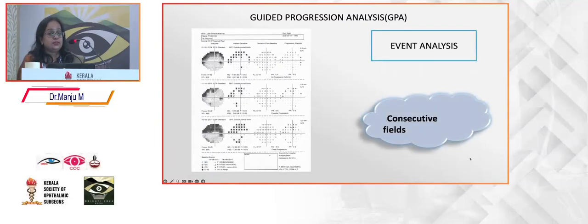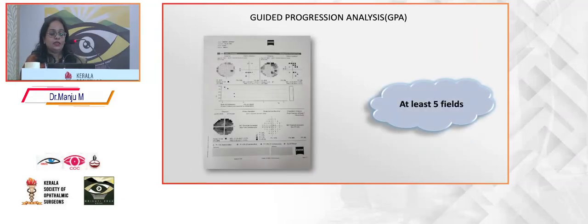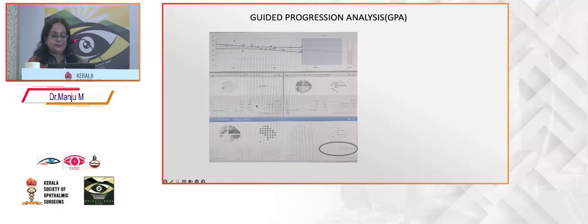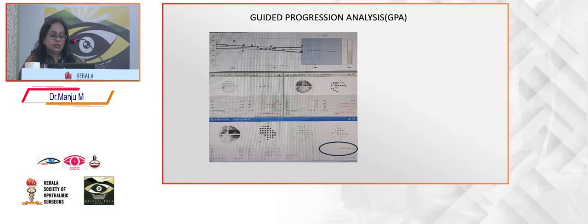So for event analysis, it is important that you have consecutive fields, and there should be at least 5 fields. If you have only 4 fields, you can't get the extrapolated data, but by looking at this, you can see that there is a decrease in the visual field index. It was like here, and now in the follow-up visit, the patient's VFI has reduced. But only if you have 5 fields will you get the extrapolated data. According to event analysis, you can have reports like likely progression.